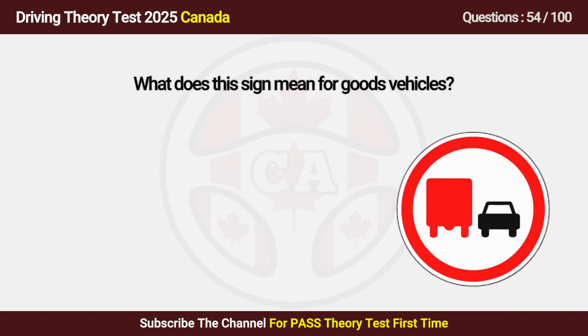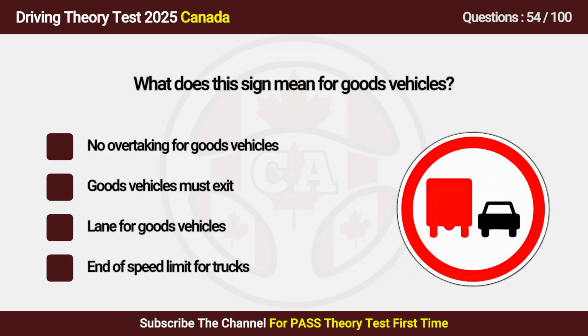Question 54. What does this sign mean for goods vehicles? A. No overtaking for goods vehicles. B. Goods vehicles must exit. C. Lane for goods vehicles. D. End of speed limit for trucks.